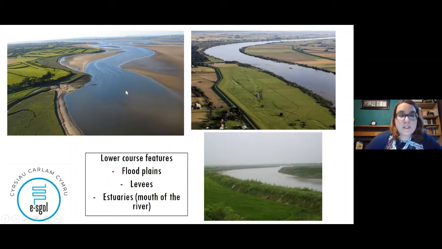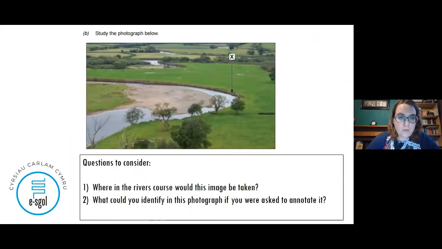So now that we have a good understanding of how a river changes from the source to the mouth in the lower, middle, and upper course, let's take a look at some example questions that you might have to apply your knowledge to this particular section. So the first question to consider is where in the river's course would this image be taken, and what could you identify in this photograph if you were asked to annotate it? I'm going to give you about 30 seconds to think about this and write down anything you might say before I go through the answer.